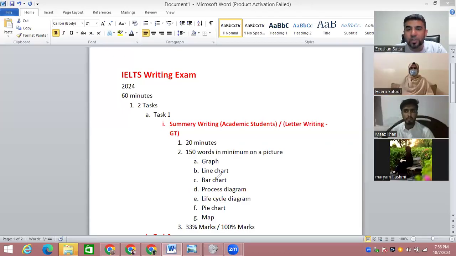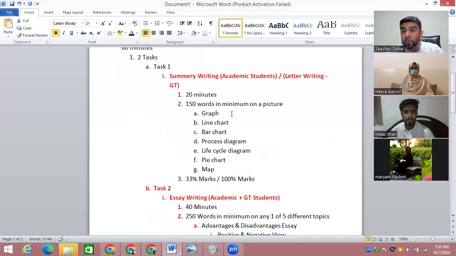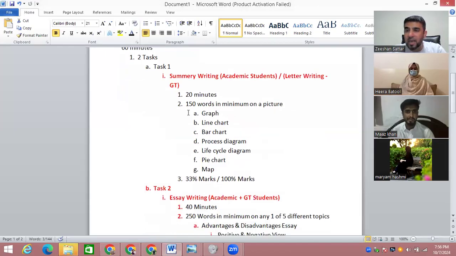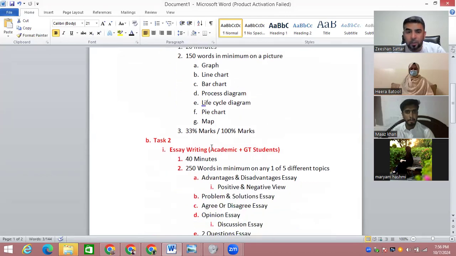Bismillahirrahmanirrahim. So I'm proceeding ahead now with the marking criteria of the writing exam. What we discussed is that in the IELTS writing exam, a total of 60 minutes is given, and we have to perform two tasks. The first task is of 20 minutes: summary writing for academics, letter writing for the GT students. In summary writing, students have to write 150 words on a picture, and this can be either of these that I mentioned here: graph, bar, process, life cycle, pie, or the maps.